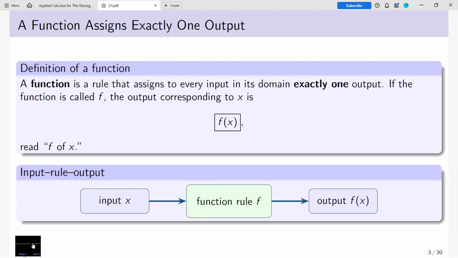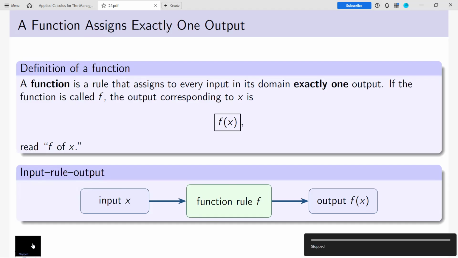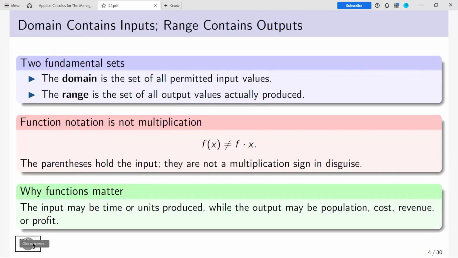A function is an input-output rule. Every permitted input must produce exactly one output. We write the output as f of x, where the parentheses contain the input. The domain contains the permitted inputs, and the range contains the outputs actually produced. Remember that f of x does not mean f times x. Those parentheses have a job, and multiplication is not it.